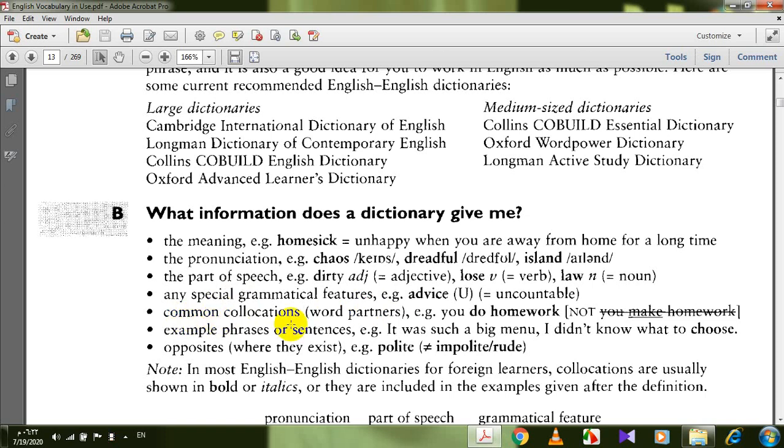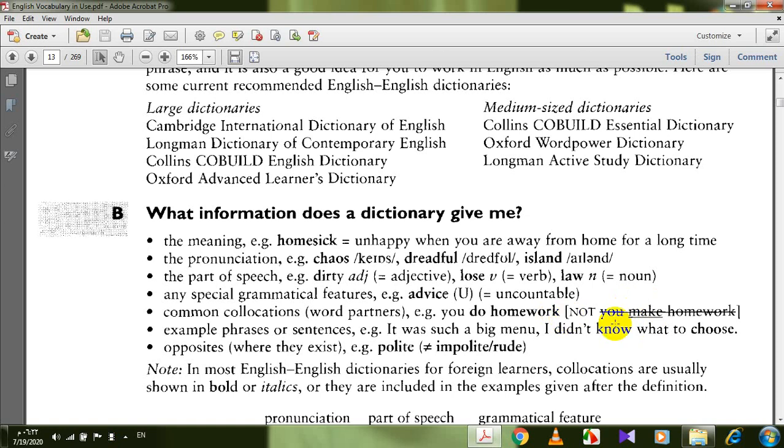Okay? Common collocations. Common partners. Word partners. E.g., do homework. Not make homework. Make a mistake, not do a mistake. Do the shopping. Make progress. Have a party. You see, we cannot say make a party. We cannot say do progress. We can say make progress. We cannot say make business. We can say do business. So words collocate.